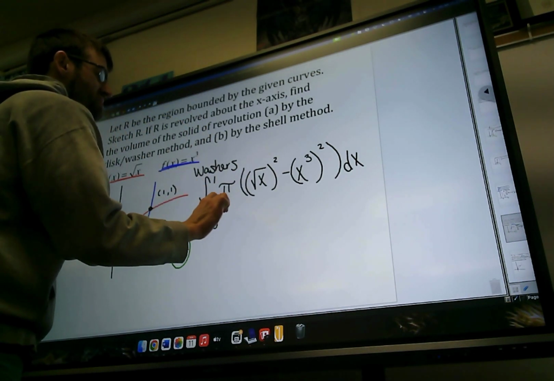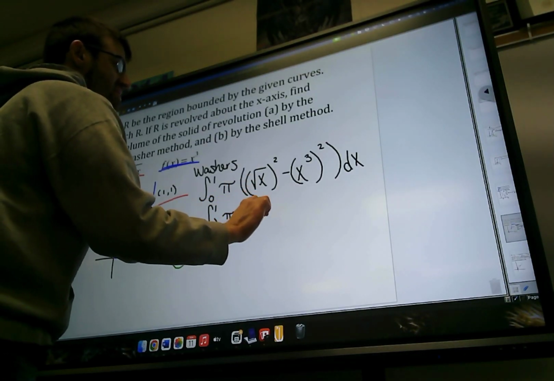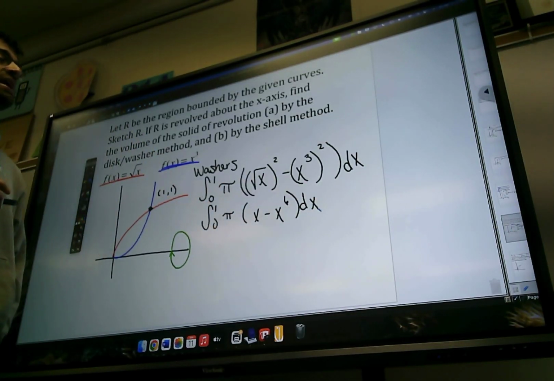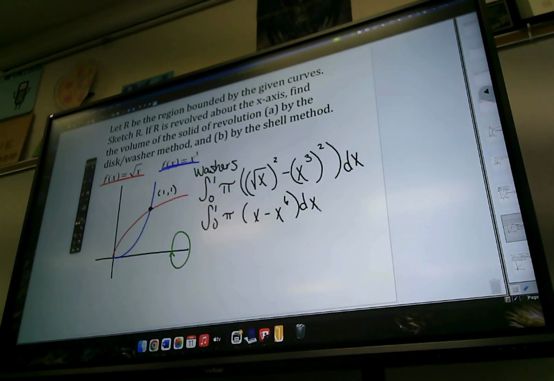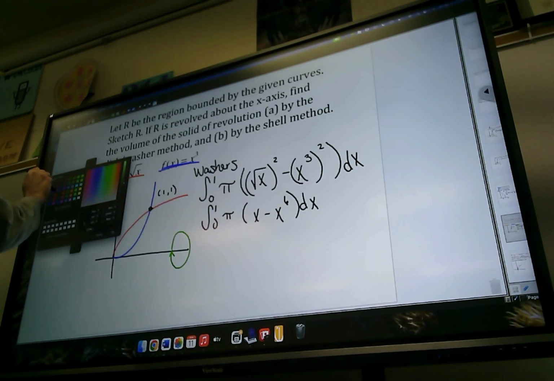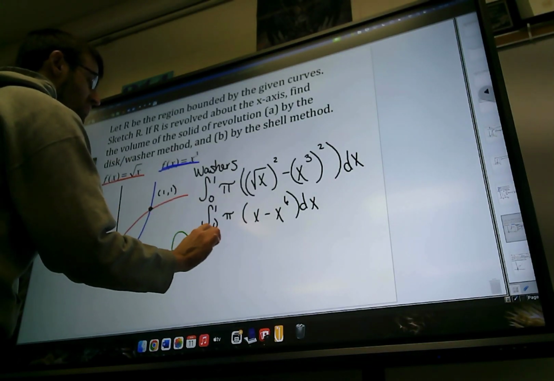Now, this isn't too terrible to integrate. I am going to reduce this just a little bit. That is just x minus x to the 6th dx. Again, not too bad. Now, what I'm going to do is I'm going to set up the shells.